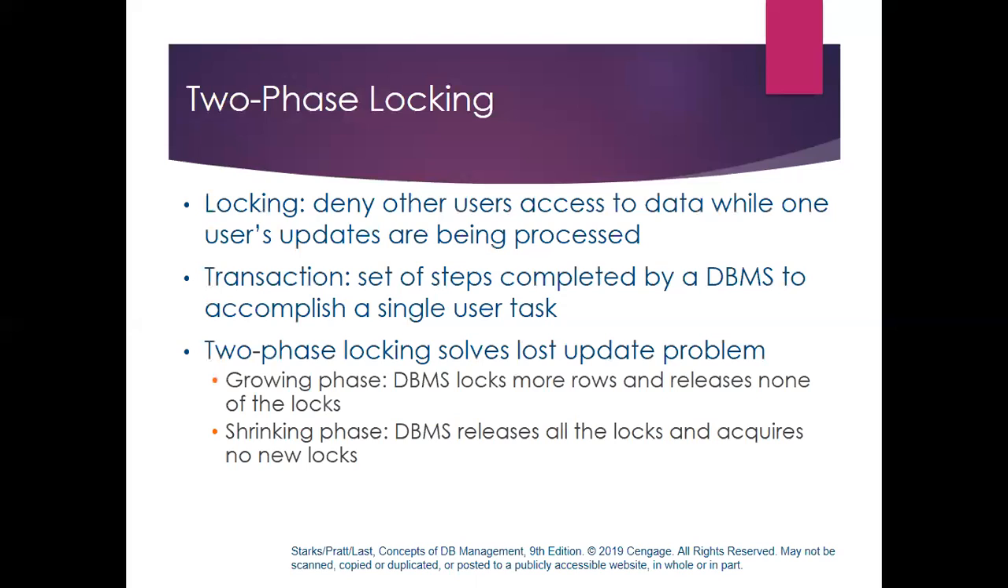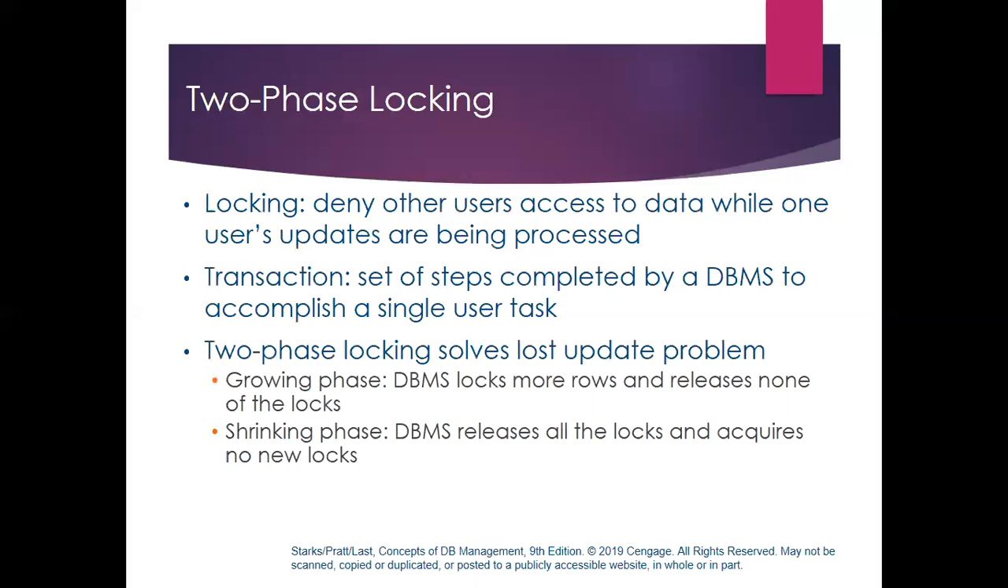The set of steps completed by a database management system to accomplish a single user's task is known as a transaction. The database management system must complete all transaction steps successfully or none at all for the database to remain in a correct state. The database management system should hold locks until it completes all the updates in the transaction. This approach for handling locks is known as two-phase locking.